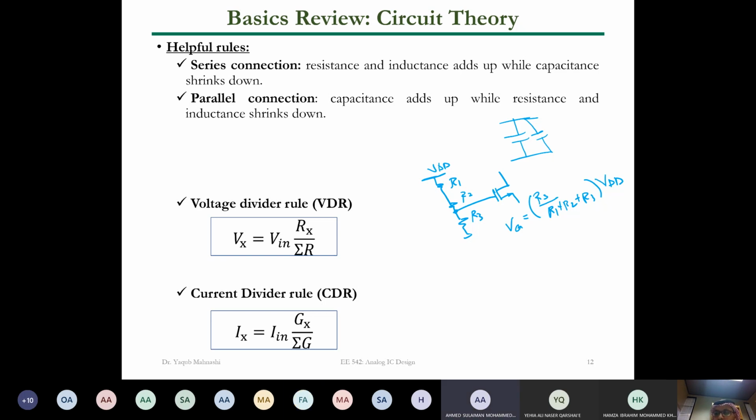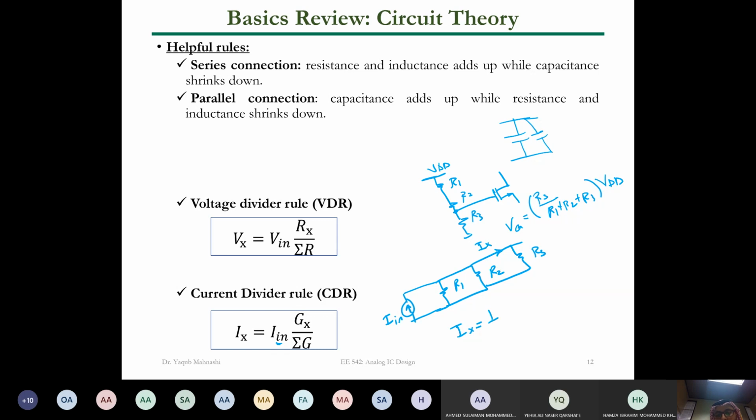1 over R. So it is the opposite of the resistance. And if you have this network, R1, R2, R3, and for example, you have a current here. So this is I, let's call it N, as it is written there. And I ask you to find IX here. So IX here will be what?